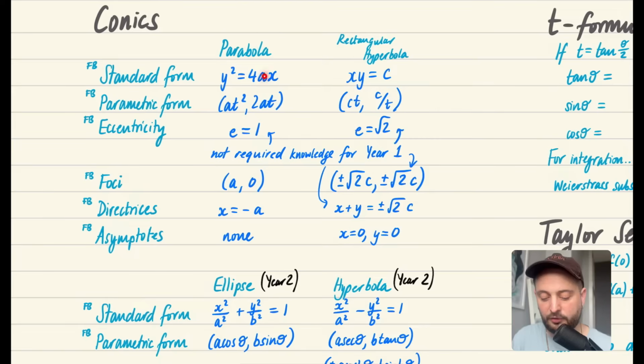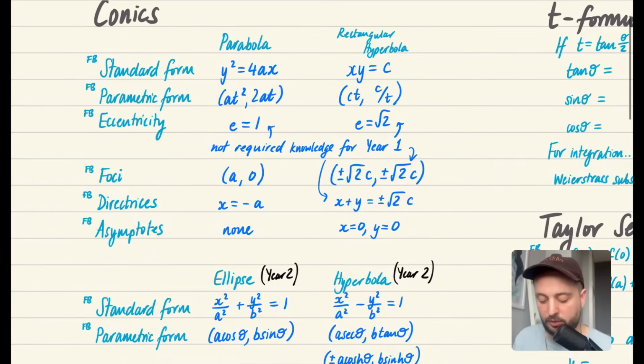So obviously we've got our standard form for the parabola and rectangular hyperbola. We've got parametric form. The eccentricity is actually not required knowledge for year 1. You're not going to need to use this or this, and you're definitely not going to need to know the directrix for this. They actually say that explicitly, that that's not required. But still, we need our knowledge of the foci for the parabola, or it's actually just a single focus here. The directrices, or it's actually a single directrix, and it has no asymptotes for the parabola. But we remember for the rectangular hyperbola, we have the asymptotes at x equals 0 and y equals 0.